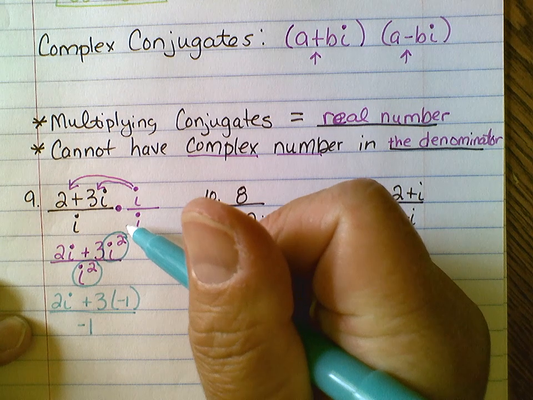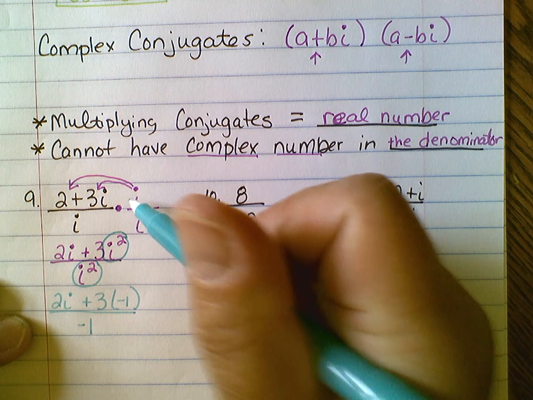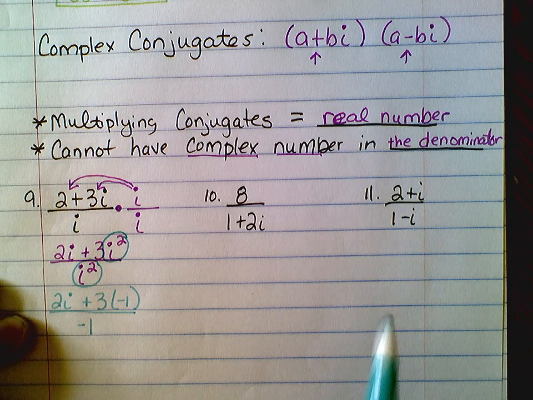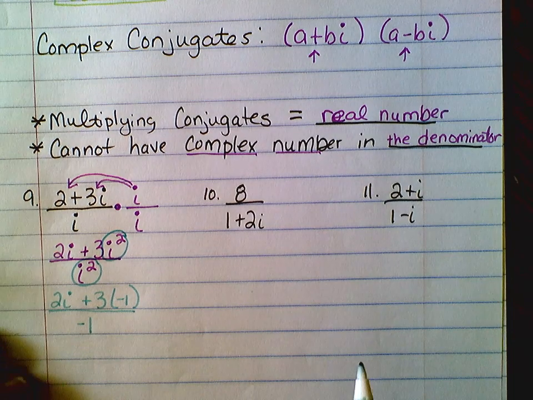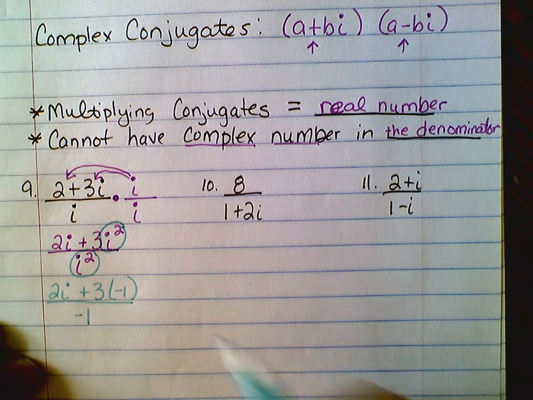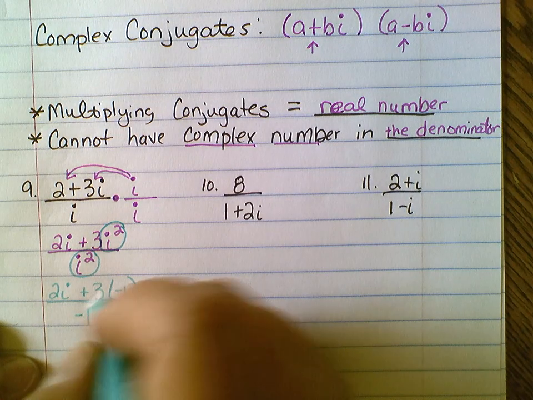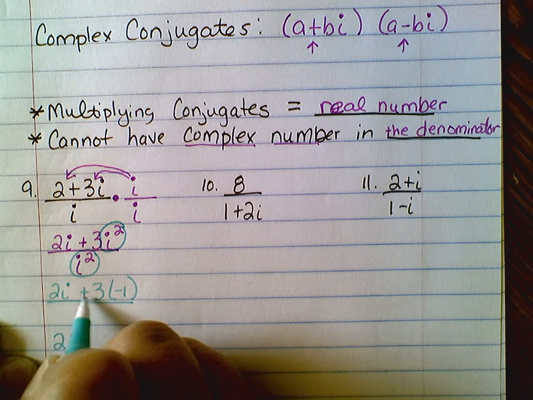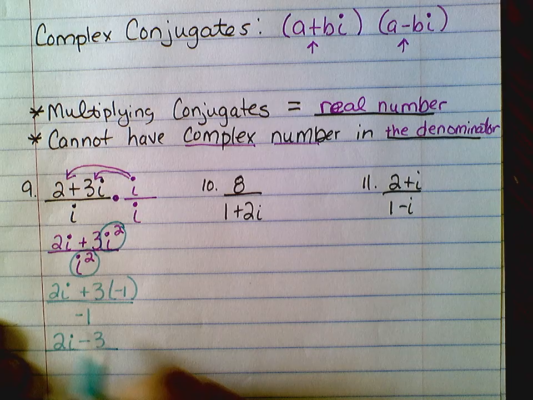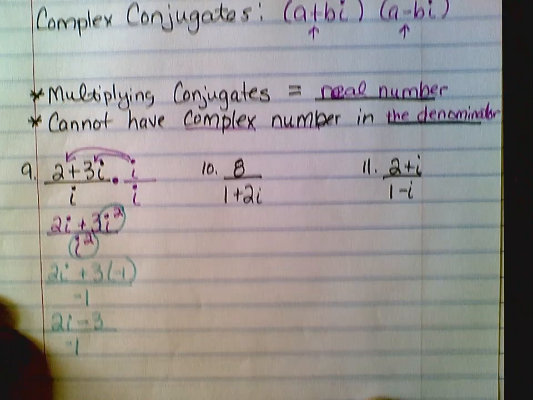Had I chosen to multiply by a negative i here, my signs would have been switched, and I would have just had a positive 1 in the denominator, which would be a lot simpler. But I wanted to show you both ways, or how it works. So we have 2i. 3 times negative 1 is negative 3. And I still have this negative 1 below here.